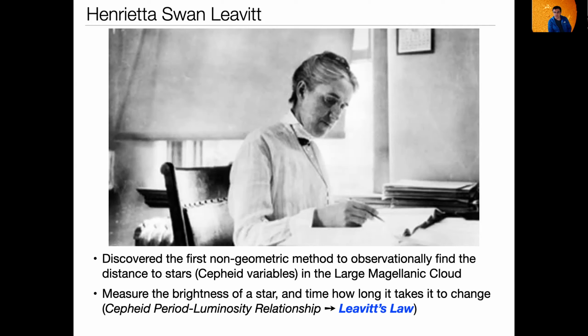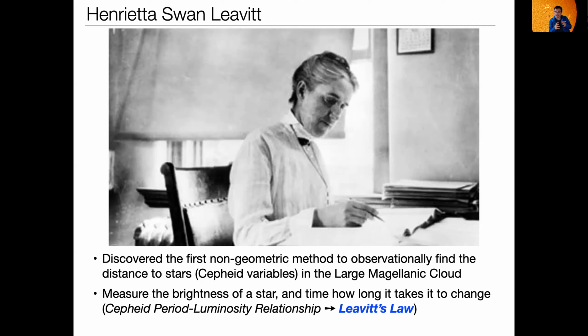Okay, so for that method, she was looking at a very special kind of star in the Large Magellanic Cloud called the Cepheid variable. These are stars that get brighter and dimmer over time. And what she discovered is that if you time how long it takes the star to get brighter, then dimmer, and then brighter again, that tells you something about its intrinsic luminosity. It tells you how bright the star really is.